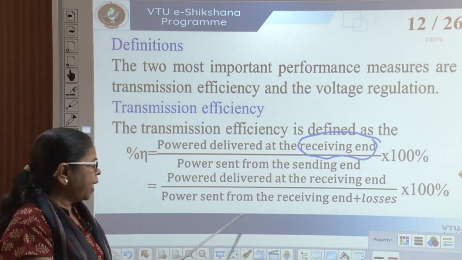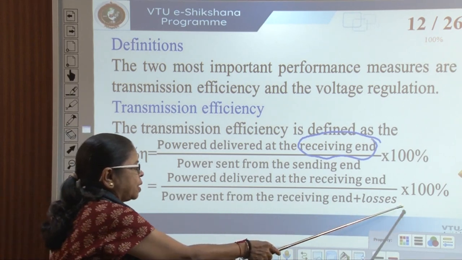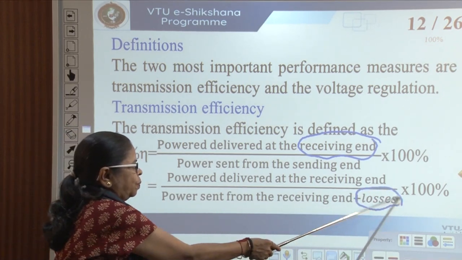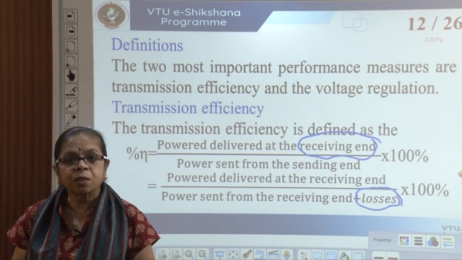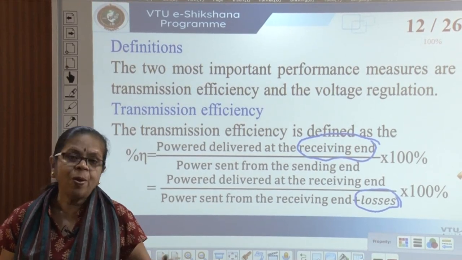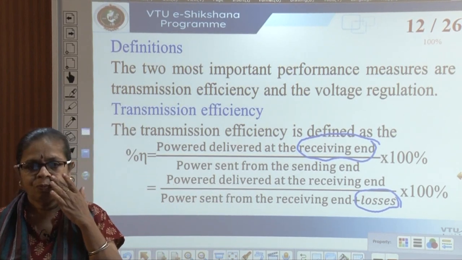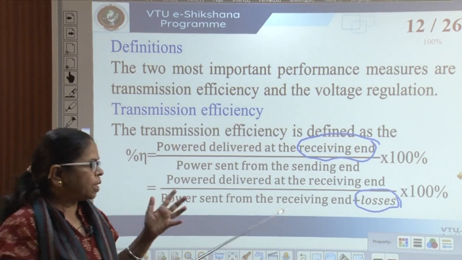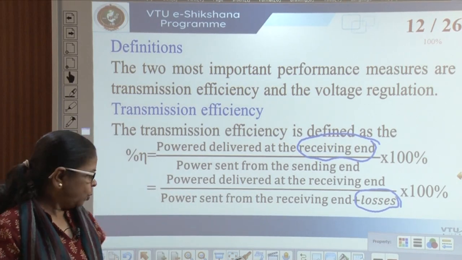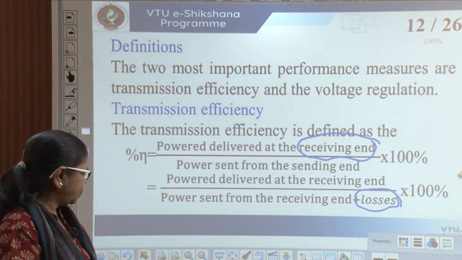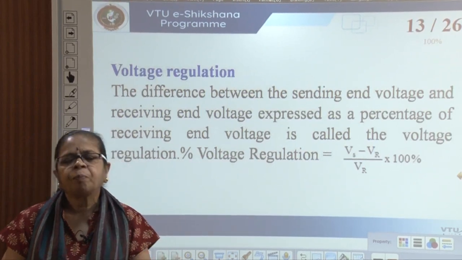So, what will be the sending end power? It will be the receiving end power plus losses, because who will supply the power loss? Obviously, the sending end has to supply the power loss. Clear? So, this is a formula widely used for efficiency. There is no other formula, you have to use it.